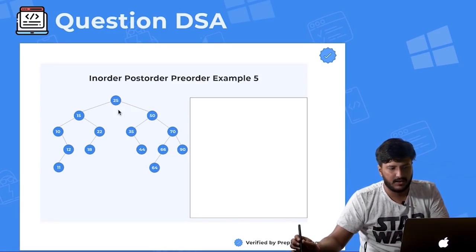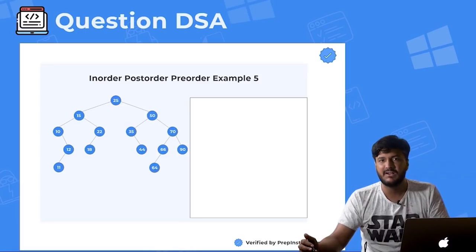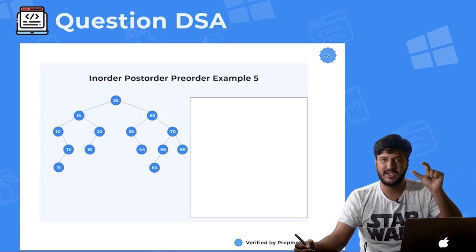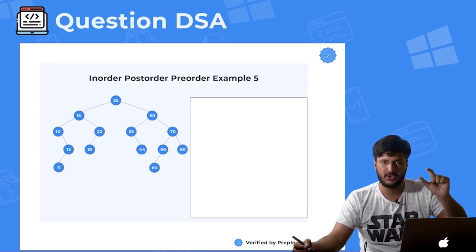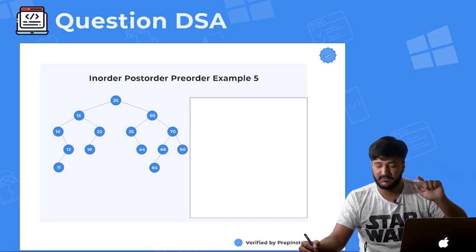I'm not going to explain how pre-order, post-order and in-order are calculated. This video would become very long. I will provide the link of a page wherein there are instructions on how to calculate post-order and pre-order. That's the data structures page of Prep Insta. I'm going to tell you the solution of this question though.